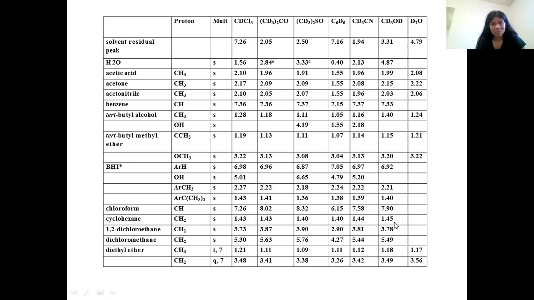This is a very popular table which we get from a JOC paper, Journal of Organic Chemistry, and most organic chemists know about this paper. I have collected it from there. So the main thing is that whenever you get a peak which you cannot assign to your compound, there must be some solvent peak or some impurity peak. And then just follow this table.